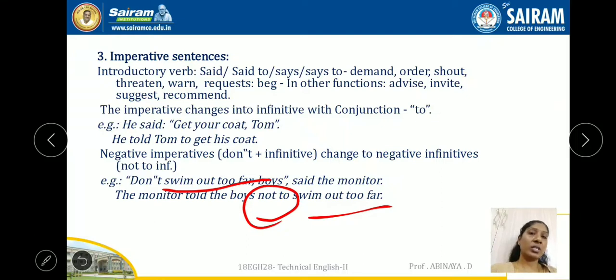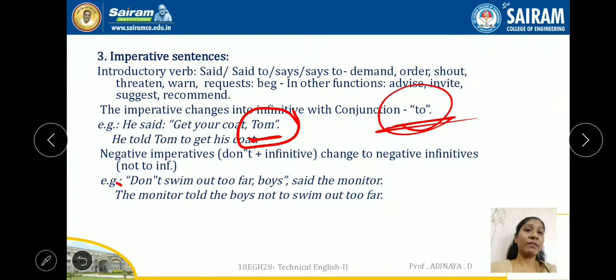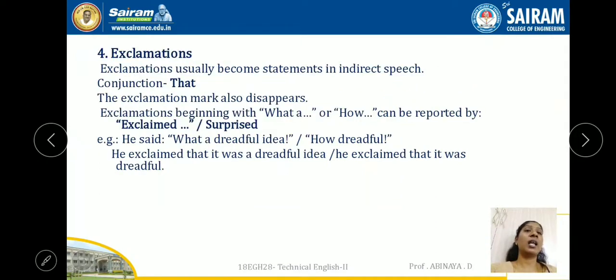So these are the changes you have to do. Don't forget the conjunction, right. Don't forget to shift the subject, and if it is positive go for "to", if it is negative go for "not to". Right, let's go for the next statement, the last sentence type, called exclamations.